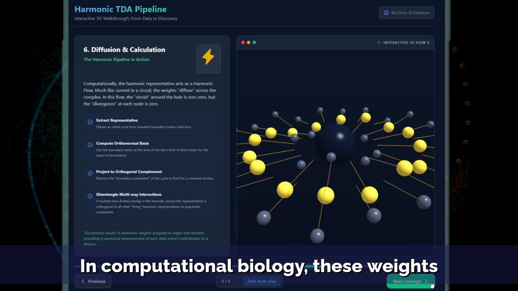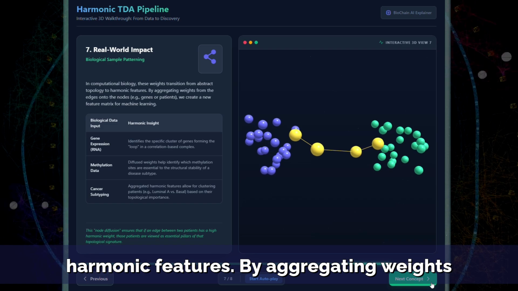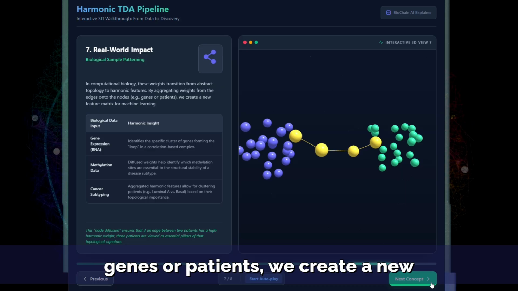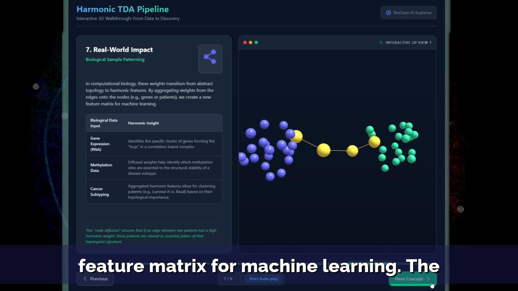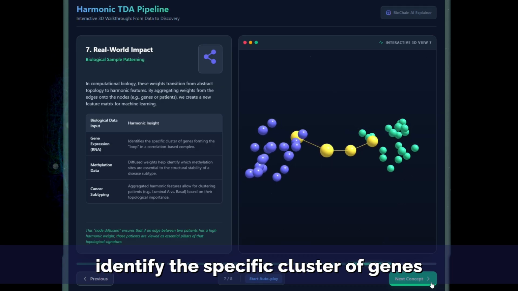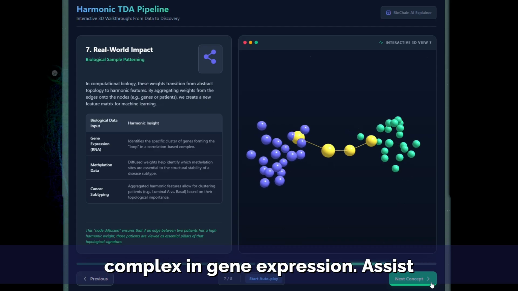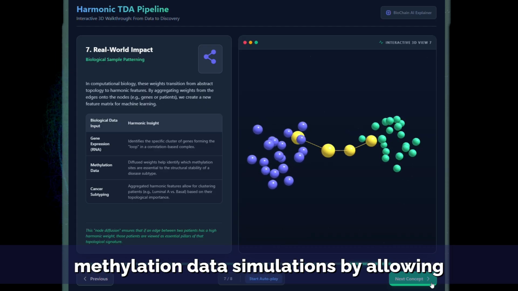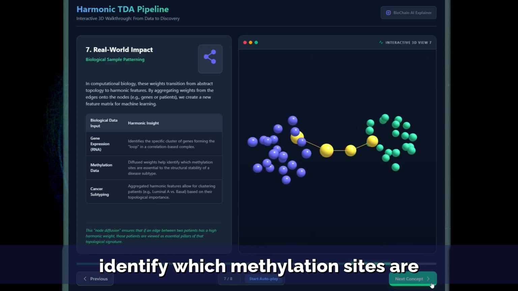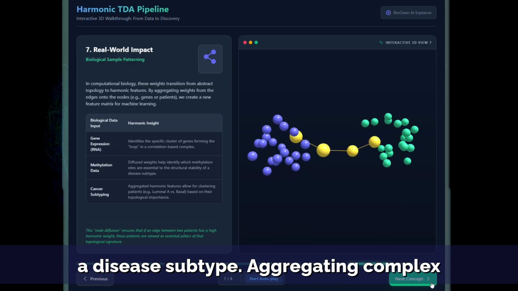In computational biology, these weights transition from abstract topology to harmonic features. By aggregating weights from the edges onto the nodes, e.g. genes or patients, we create a new feature matrix for machine learning. The biological sample patterning can help identify the specific cluster of genes forming the loop in a correlation-based complex in gene expression. It can assist methylation data simulations by allowing complex diffusion of weights to help identify which methylation sites are essential to the structural stability of a disease subtype.